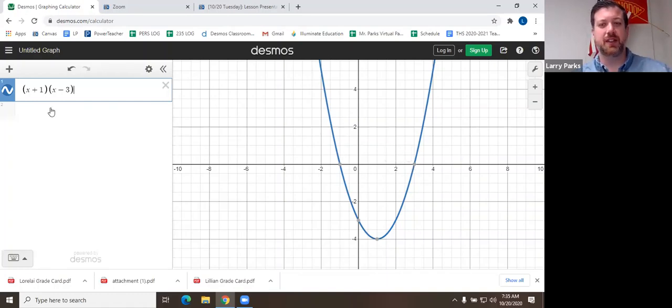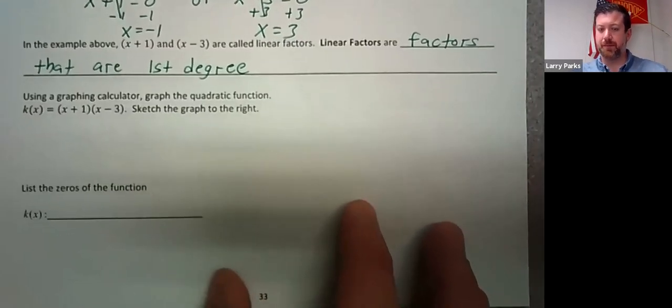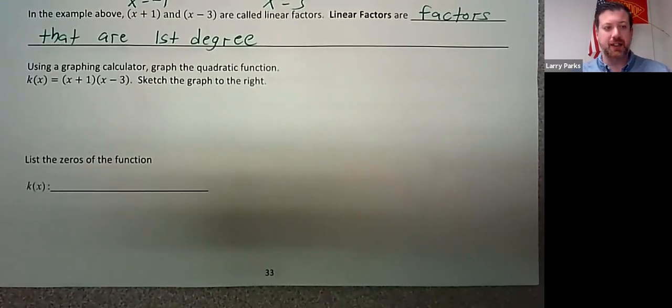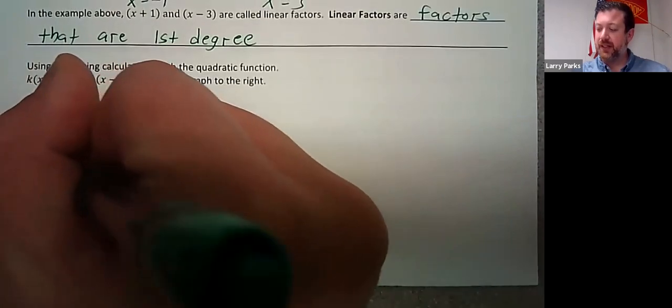Okay, so this is what we call intercept form. It tells us the x-intercepts. These are also called solutions. They're also called roots, and they are also called zeros. So what are the zeros? -1 and 3. We just found those.